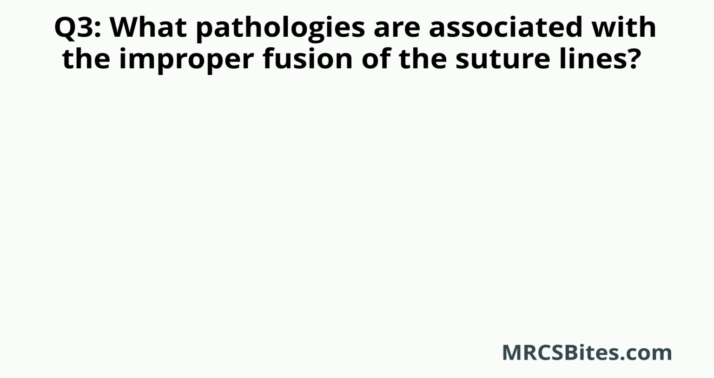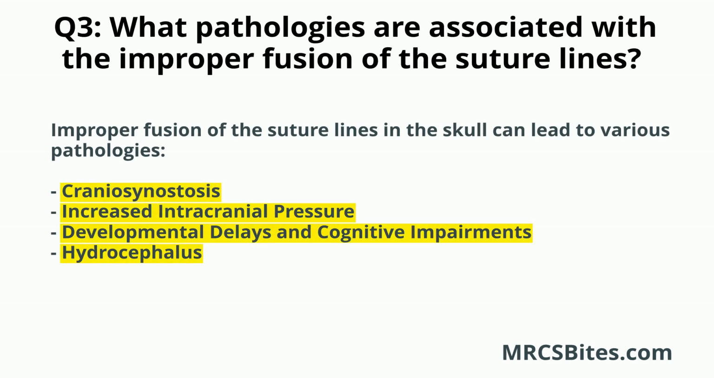Question 3. What pathologies are associated with the improper fusion of the suture lines? Improper fusion of the suture lines in the skull can lead to various pathologies, primarily craniosynostosis. Craniosynostosis is a condition characterized by the premature fusion of one or more cranial sutures, which can affect the shape of the head and face.